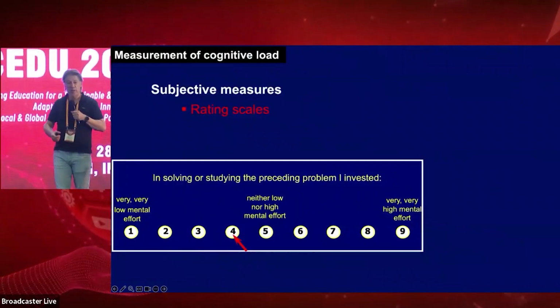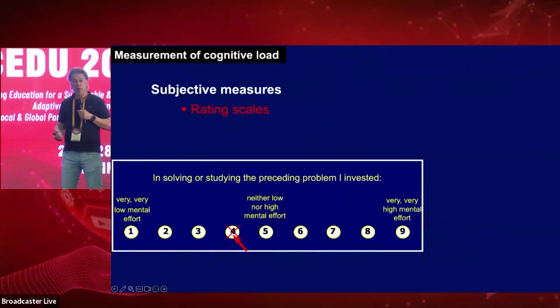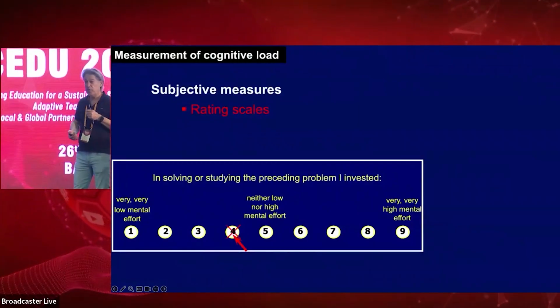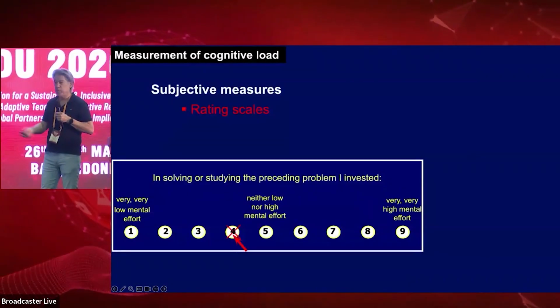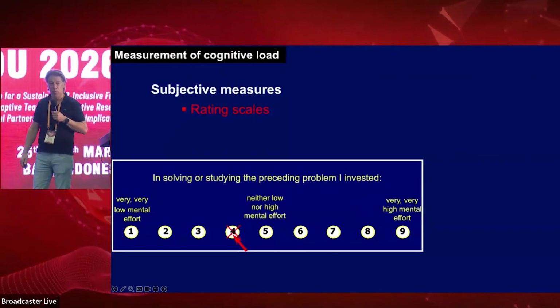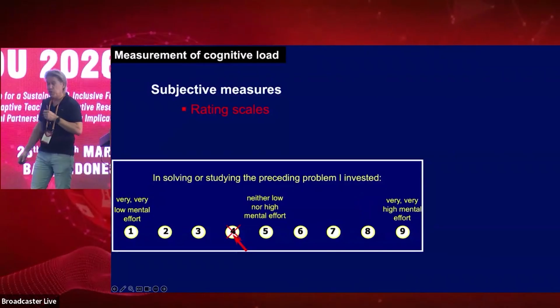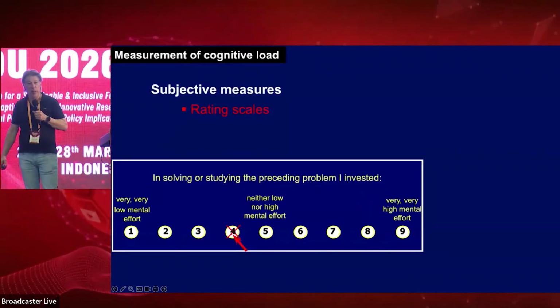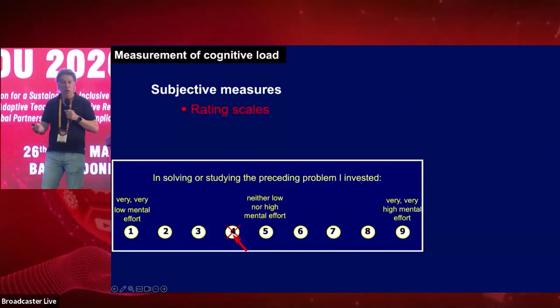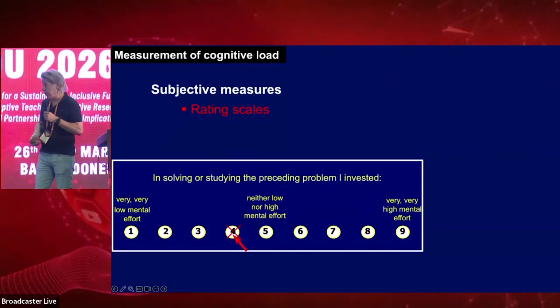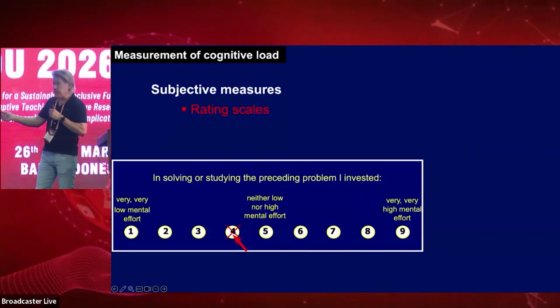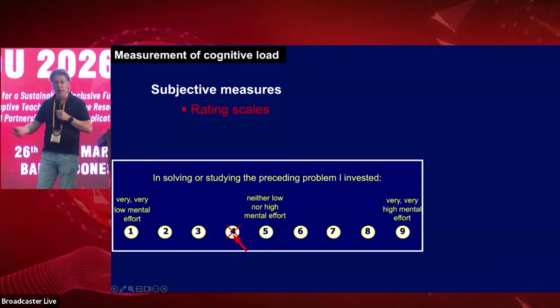I also discussed ways to measure mental effort or cognitive load, and for today's workshop, this measurement is most important. It's a subjective measurement in which we ask the students to indicate how much mental effort they had to invest in studying a task or solving a problem. This can be done on a scale from 1 to 9 in this case.